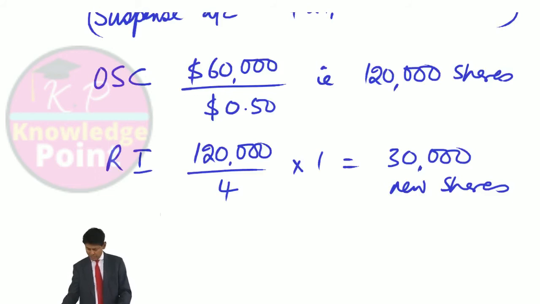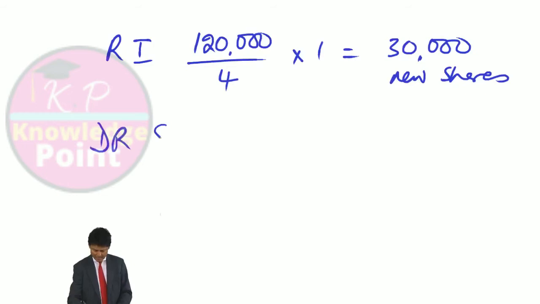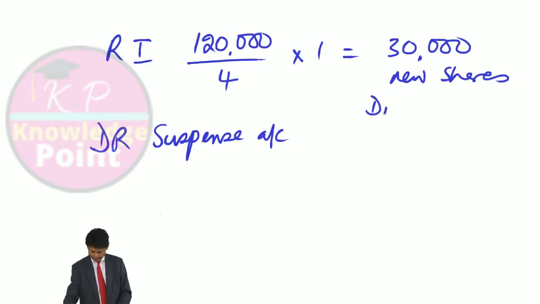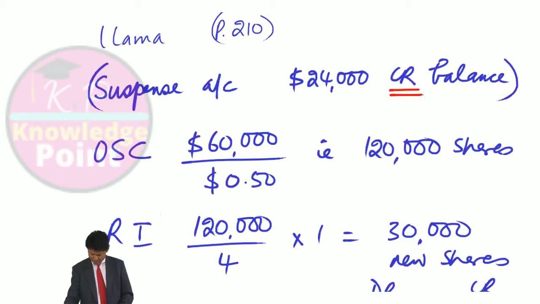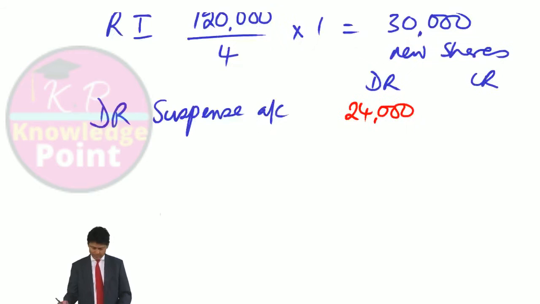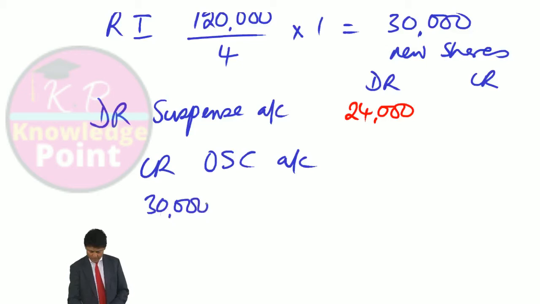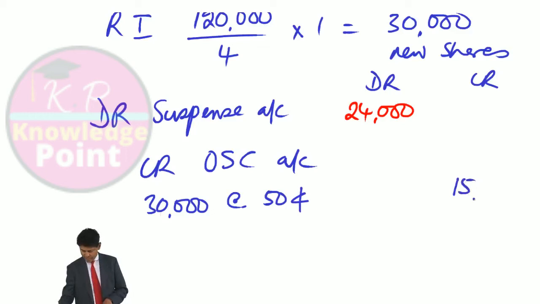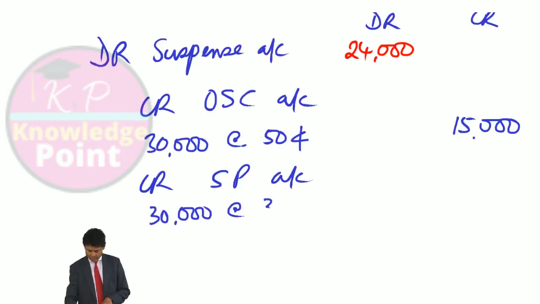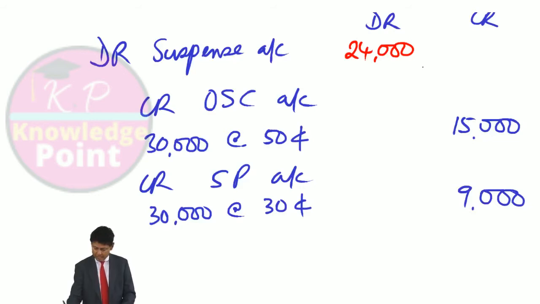So what the good student will do is debit suspense account with the 24,000. The suspense account started life as a credit of 24,000. If you debit it, it'll become zero. You see? And the other side of the entry is to transfer to the ordinary share capital 30,000 shares at the rate of 50 cents, which is obviously 15,000. And the leftover beyond that, the share premium, has got to be the 30,000 shares at the rate of 30 cents, which is 9,000. So whenever you do things like that, you must make sure that this equals this. Okay, be careful.